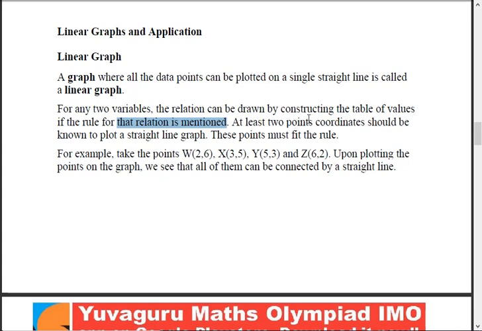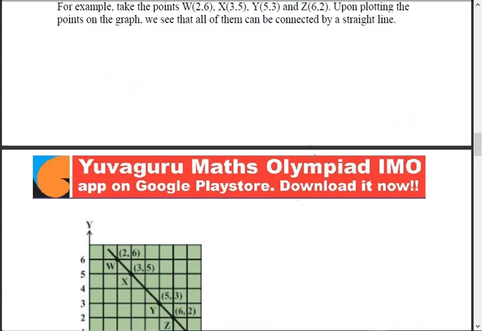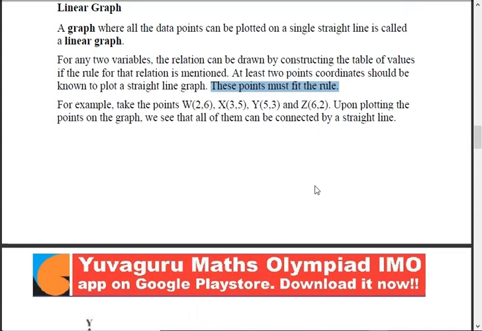At least 2 points' coordinates should be known to plot a straight line. That's simple. Means we must know 2 points if we have to draw a line, right? These points must fit the rule. Must fit the rule means what? These points must satisfy the equation of the line. That's what it means.